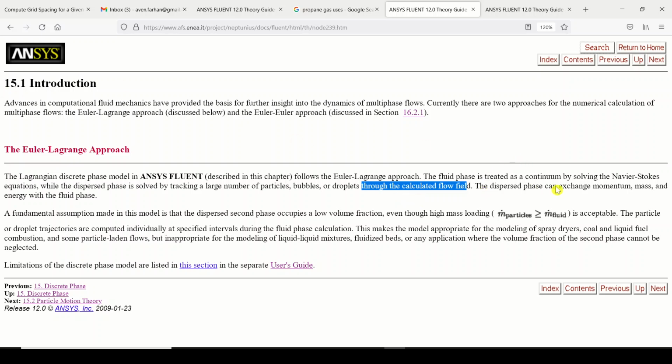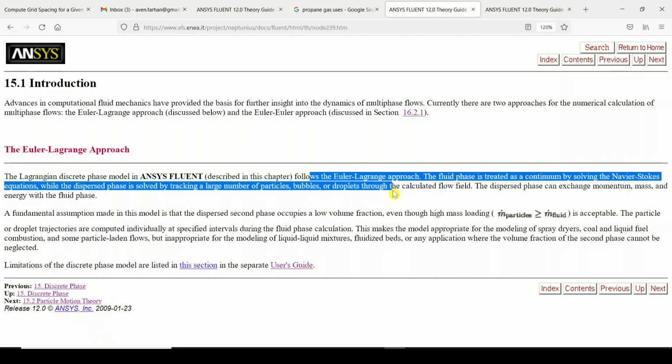And the dispersed phase can exchange momentum, mass and energy with the fluid phase. This can happen if there is an option to do that. Clear? I really request you to try to understand the first paragraph, because that is most important. This will basically make you understand what is happening in the DPM and what is the procedure in DPM.